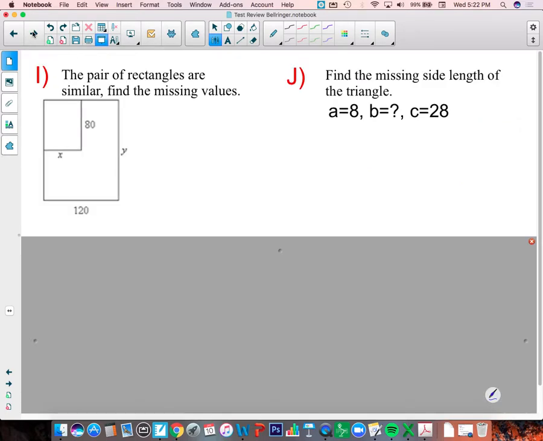So we will do Pythagorean's theorem and similar figures. This one should be pretty quick, okay? So pause the video, give a few minutes to work through these, and then play and go through the solution.